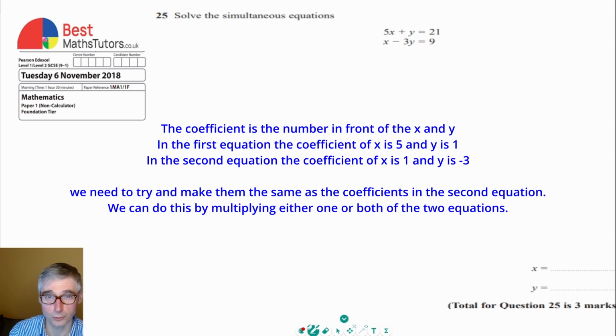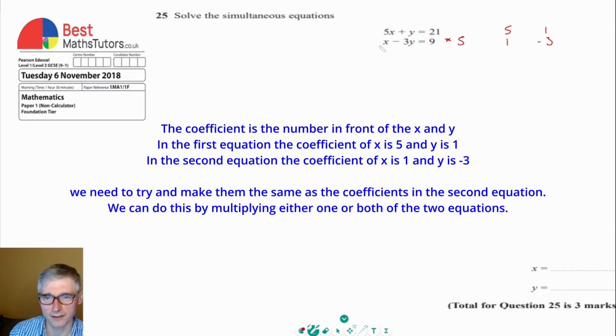So the coefficient in the first equation of x is 5, and the coefficient in the first equation for y is 1. In the second equation, we've got coefficients of 1 for the x and -3 for the y. So what we want to try and do is multiply either one or both of the equations so that the coefficient for either x or y is the same in both equations. So what I'm going to do is multiply the second equation here by 5 and times through every number in that by 5.